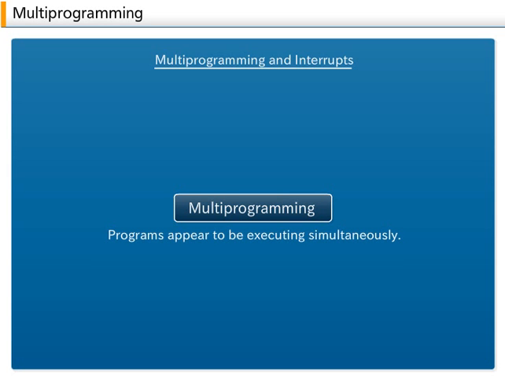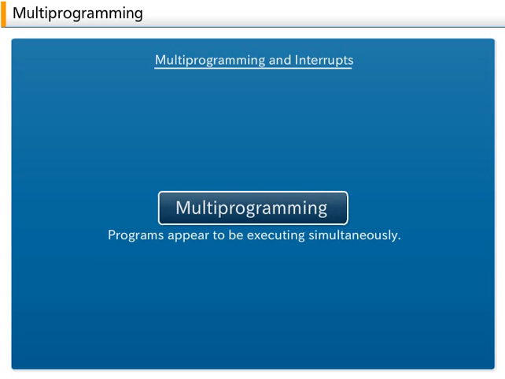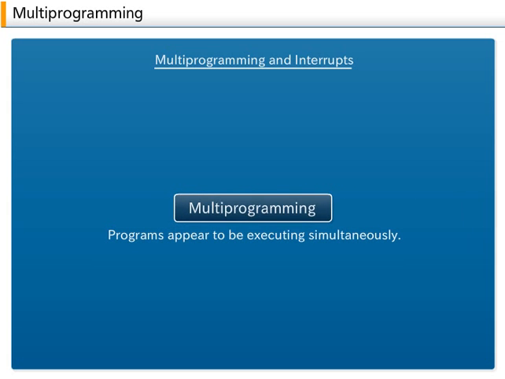Multiprogramming and interrupts. Multiprogramming. The OS makes it appear that multiple programs are being executed at the same time. This is called multiprogramming. It is an innovation to decrease idle CPU time and operate the computer efficiently.